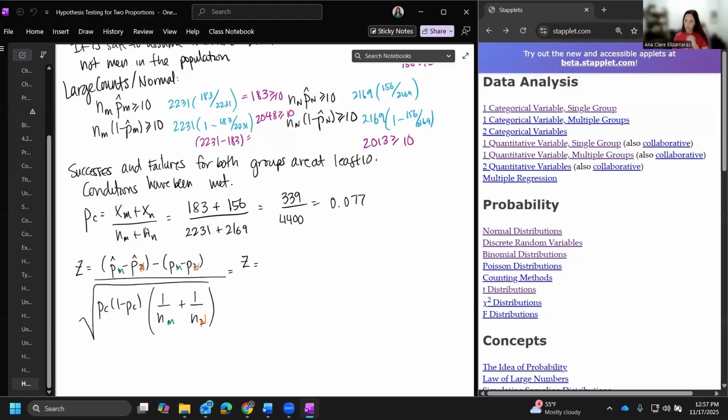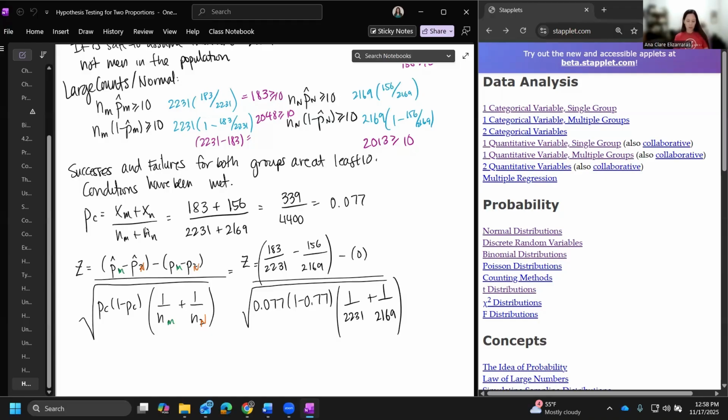There were 183 out of 200, or 2,231, minus 156 over 2,169. We are hypothesizing that there's a difference, so we're subtracting 0 here. And we are dividing that by the pooled proportion of 0.077, and then 1 minus 0.077, and then 1 over the first sample size plus 1 over the second sample size.